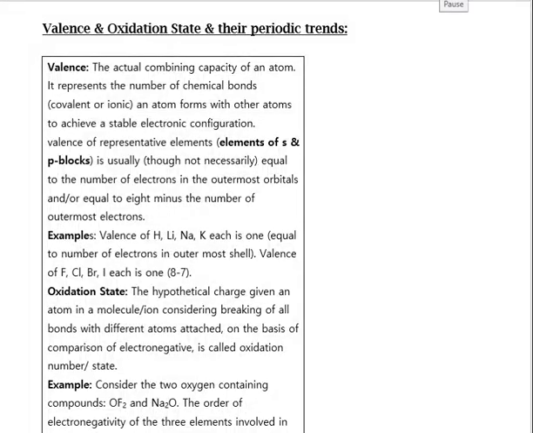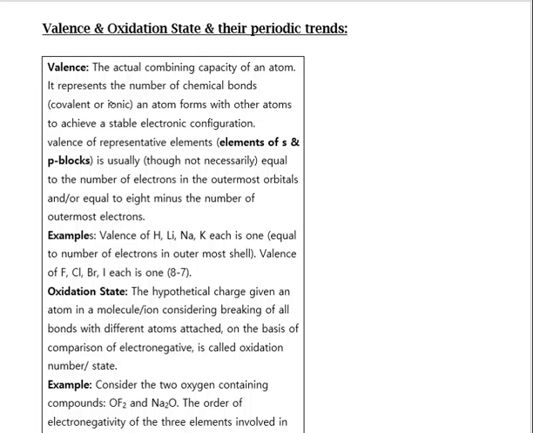This one is the last video and last topic of periodic table class 11. The topic is valence and oxidation state and their periodic trends. Here the first one is the definition of valence. The actual combining capacity of an atom is called valence.